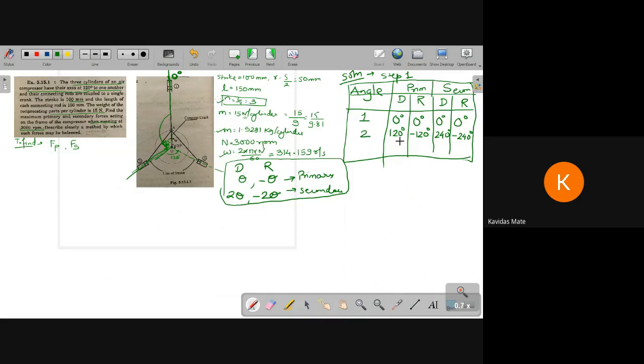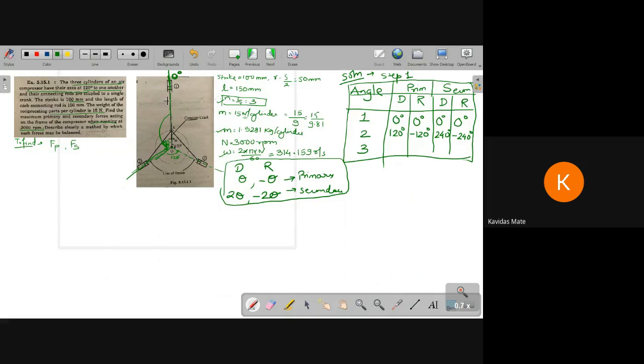So how did we get this angle 120? With respect to the first one, okay, what is the value of the second? It is at 120 degrees. That would be direct, so theta, reverse would be minus theta, that is minus 120. Direct for secondary would be 240 and reverse for secondary would be minus 240.